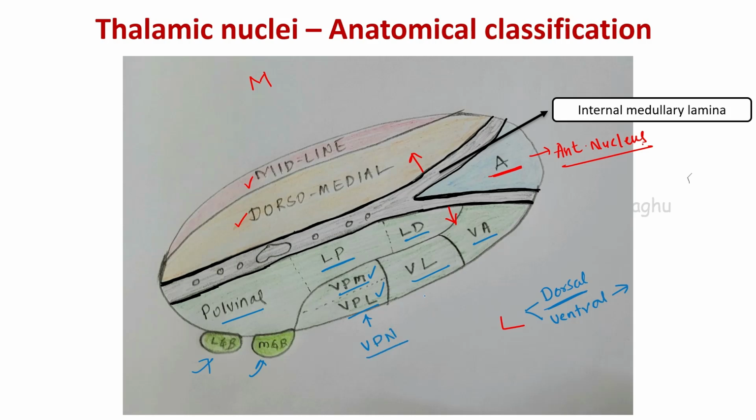Apart from this, there is one more group of nuclei which is present within the internal medullary lamina, and one such prominent nucleus present within the internal medullary lamina is called the centromedian nucleus. Apart from that, there are so many other small discrete groups of nuclei which are just called intralaminar nuclei. So this is the anatomical classification of thalamic nuclei.